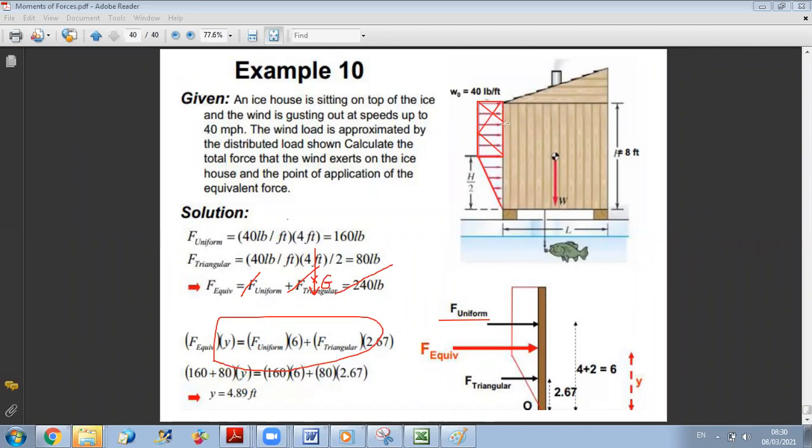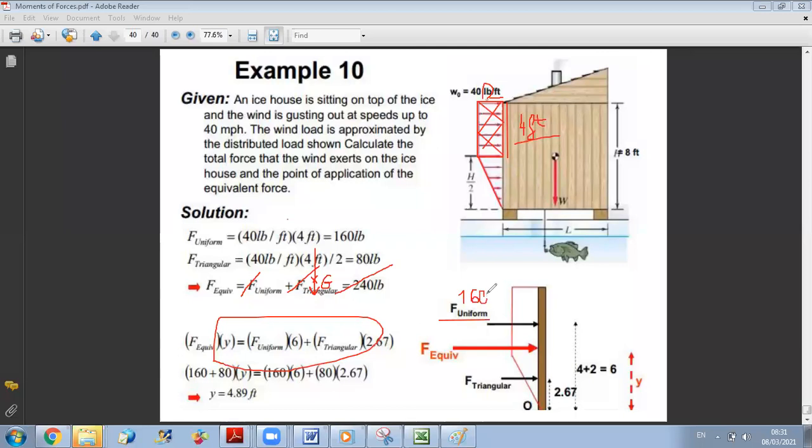And the area of this rectangle is 40 times the height. Here, this height is equal to h over 2, so it's 8 over 2, which equals 4. Since I have 4 feet, and no need to convert units, keep the same units. This is 4 feet, and this is lb per foot. So you will end up with 40 times 4. The result will be in lb. So first, this force is equal to 160 lb.